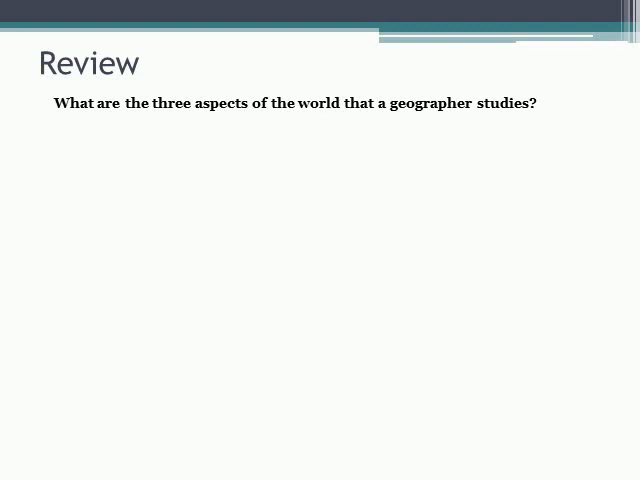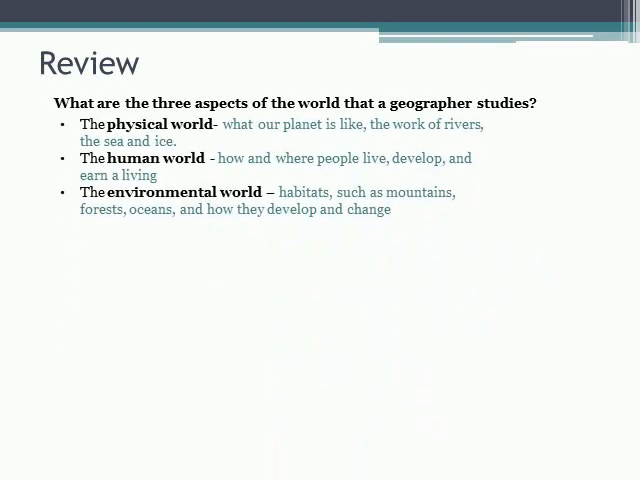First, we're going to review what we had last lesson. What are the three aspects of the world that the geographer studies? They are three: the physical world, the human world, and the environmental world. As we said last time, the physical world is what our planet is like, the works of rivers, seas, ice, and so on. And the human world is everything related to humans, where people live, develop, and earn a living. The environmental world is like the habitats, such as the mountains, the forests, oceans, and how they develop and change.